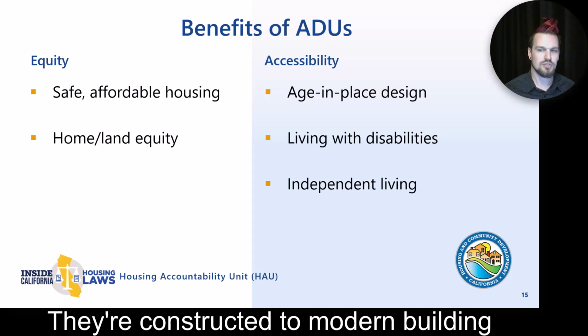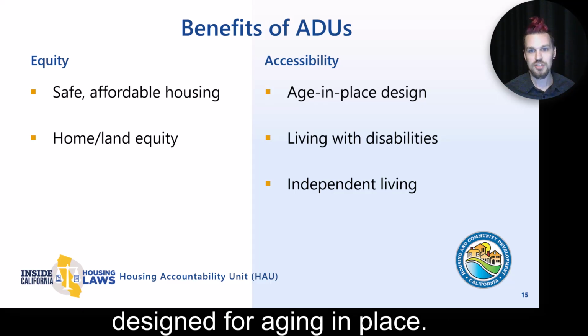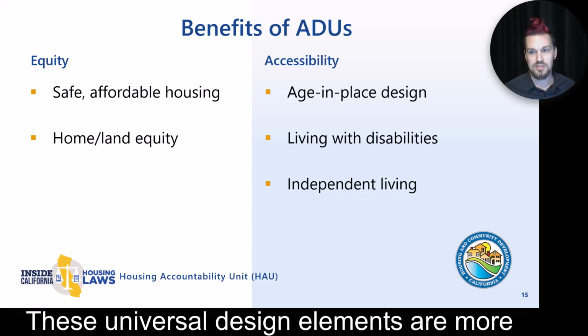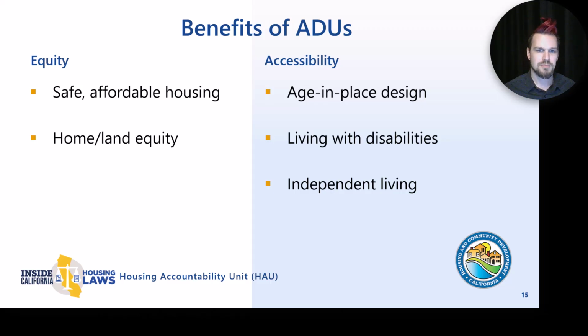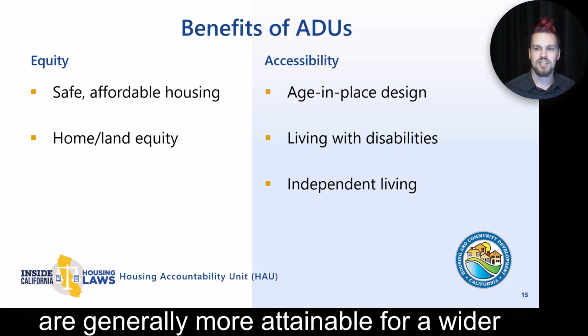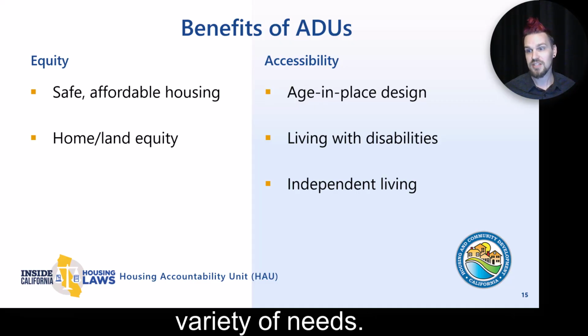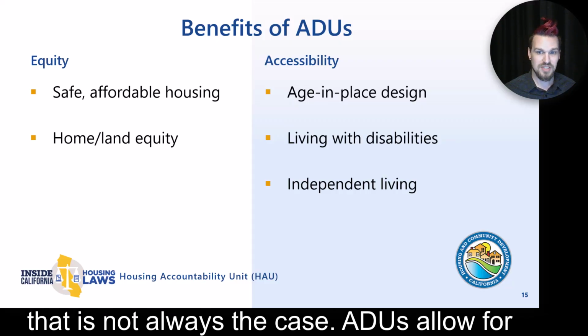They're constructed to modern building standards and may be intentionally designed for aging in place. These universal design elements are more feasible at the scale of an ADU. As for accessibility in the social sense, ADUs are generally more attainable for a wider variety of needs. While they're often limited to smaller units, that is not always the case.